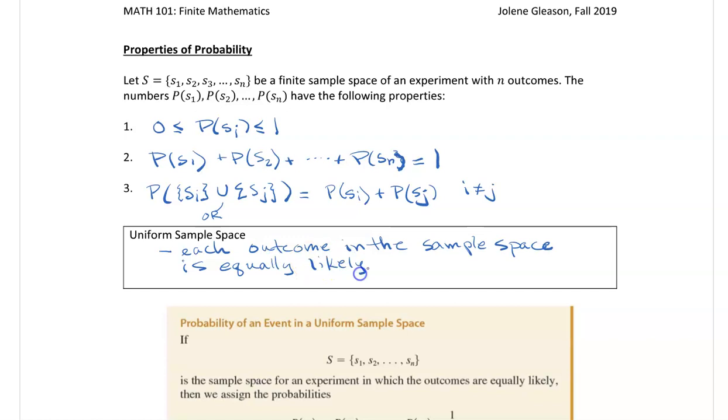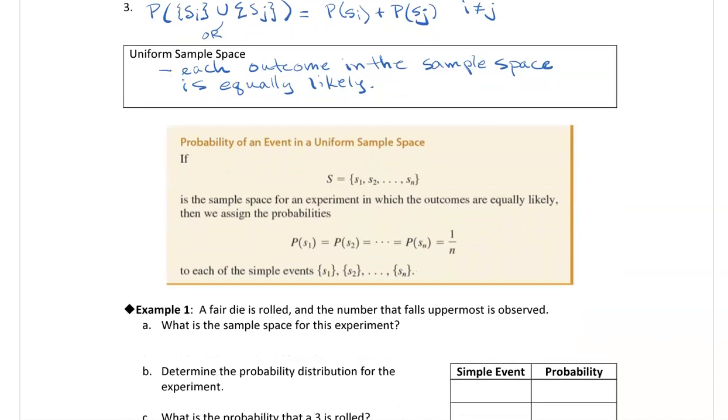So for example, our coin toss is obviously a uniform sample space because our two outcomes are heads or tails, and each one is equally likely. If we have a uniform sample space, then the probability of any single sample point, any single simple event, is just 1 over n, because we have n possible outcomes, each one is equally likely, so the probability of any one simple event is 1 over n.